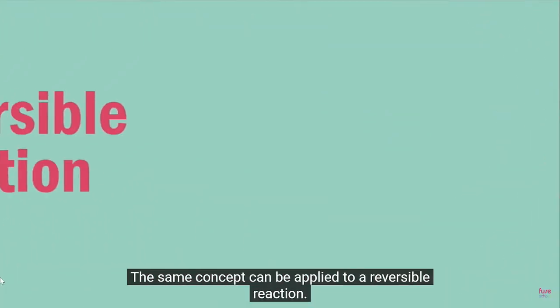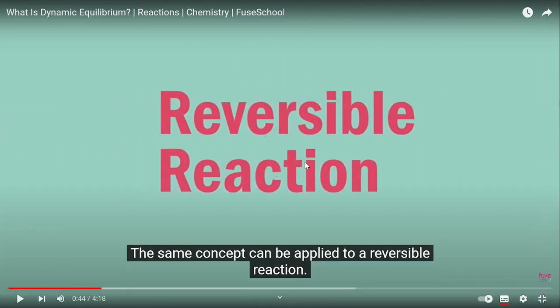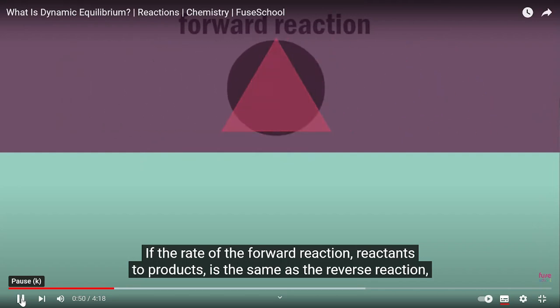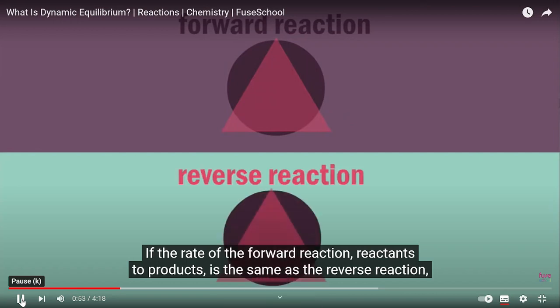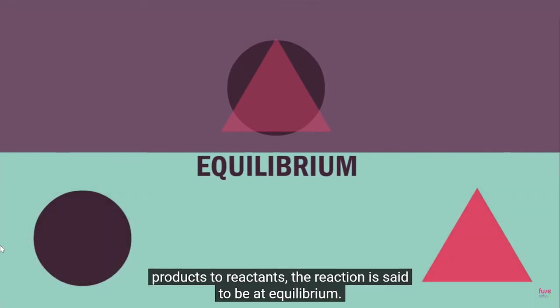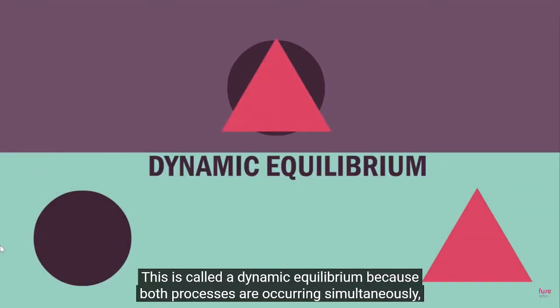The same concept can be applied to a reversible reaction. Okay, that's too quiet. Sorry. If the rate of the forward reaction Okay, let's try this. reactants to products is the same as the reverse reaction, products to reactants, the reaction is said to be at equilibrium. This is called a dynamic equilibrium because both processes are occurring simultaneously.